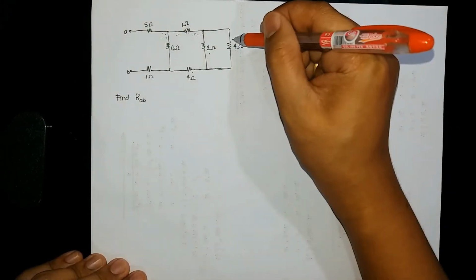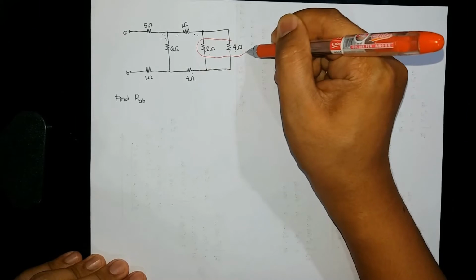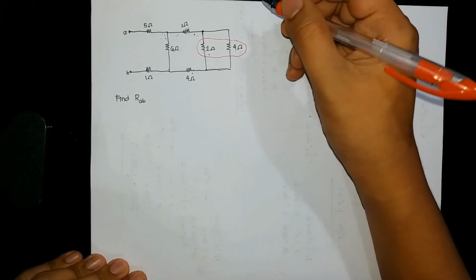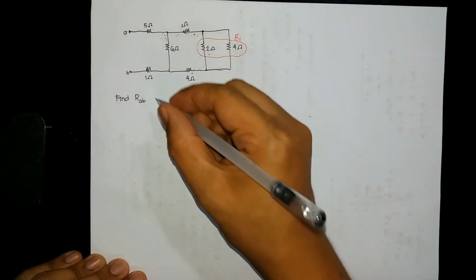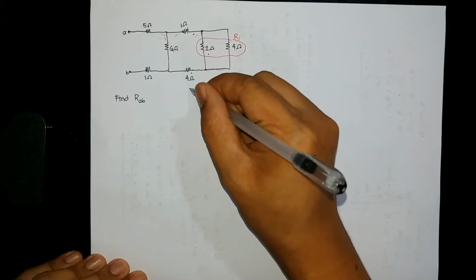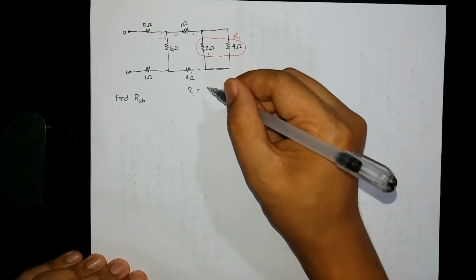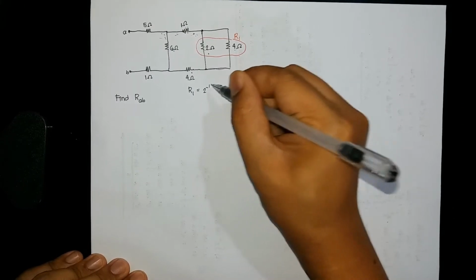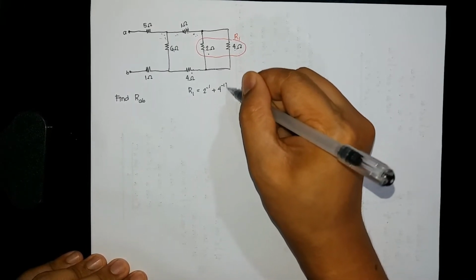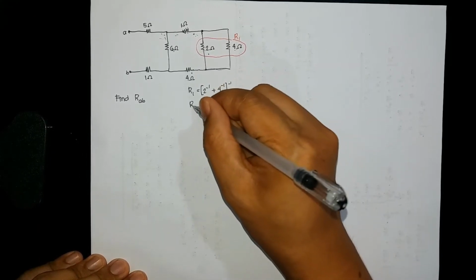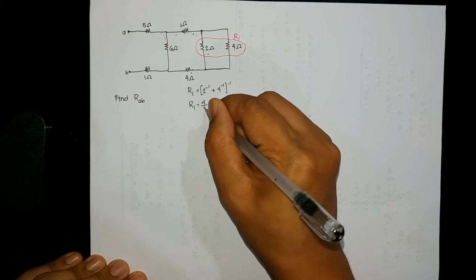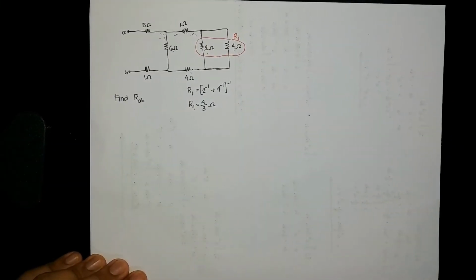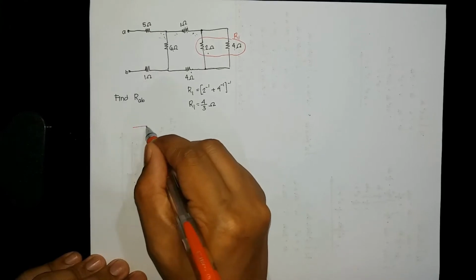To simplify, nakita ko na parallel tong dalawa, I will get the equivalent parallel resistance nito at papangalanan ko siya R1. So, to solve for R1, since they are in parallel, R1 will be equal to 2 inverse plus 4 inverse, the answer inverse. So R1 will be equal to 4/3 ohms.